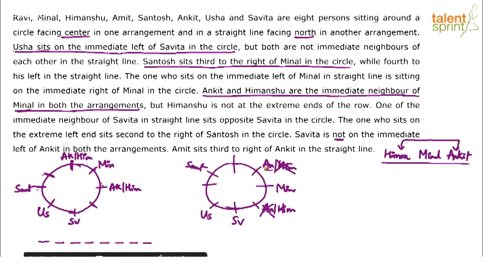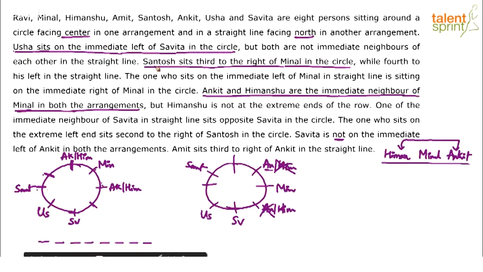That's it. I think with respect to the circular arrangement, only this is the data available. Let's try and do the linear arrangement now. What are the points given with respect to linear arrangement? I think the first point that we had was, of course, Usha and Savita are not immediate neighbours, but that is not very useful.